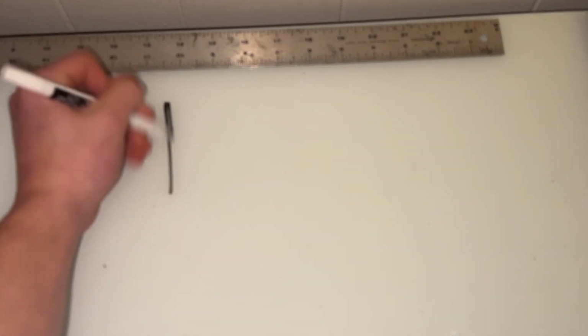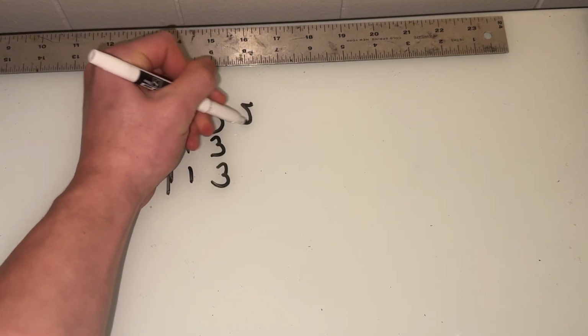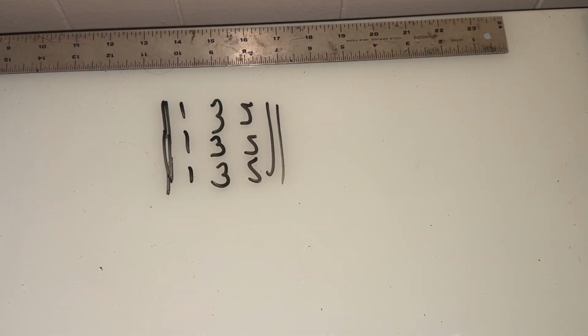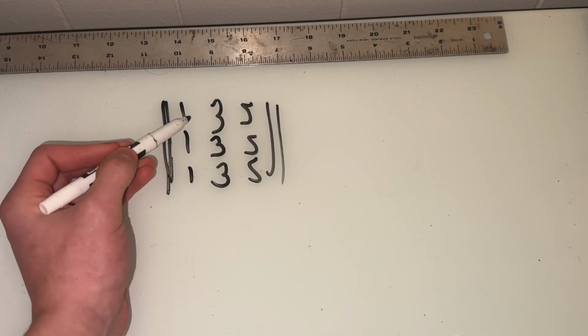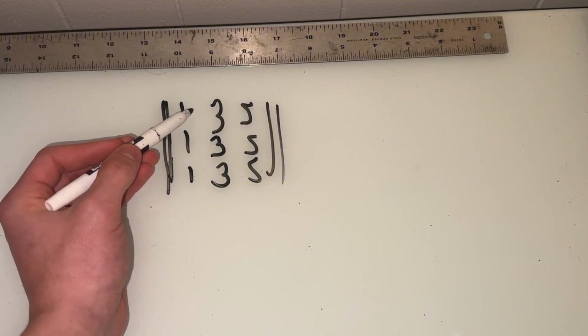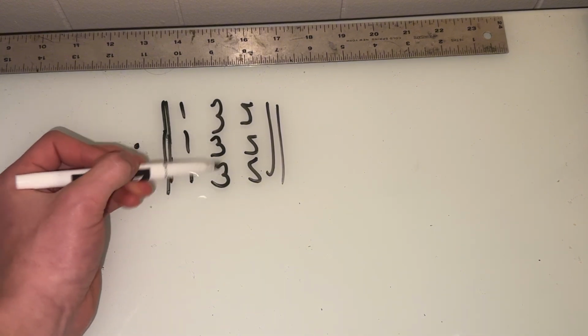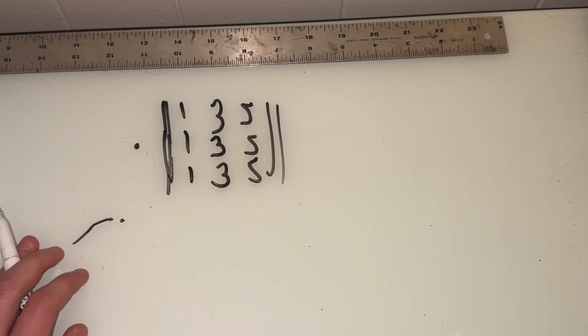For the next matrix, I want you to try to do this one on your own. All right, so the first thing you want to do is notice for each row, they're the exact same for the columns. All 1s, all 3s, all 5s.